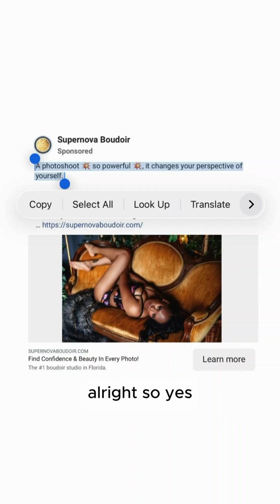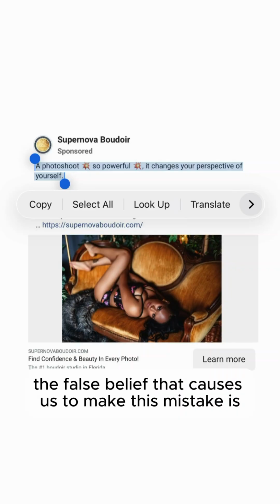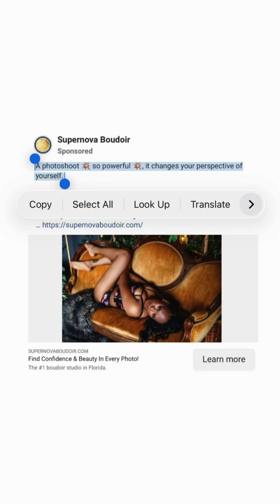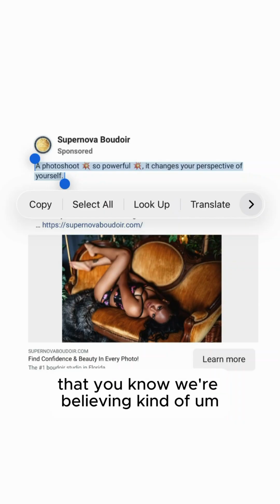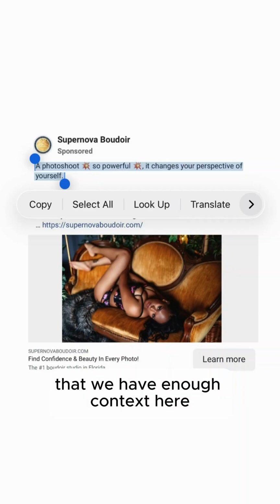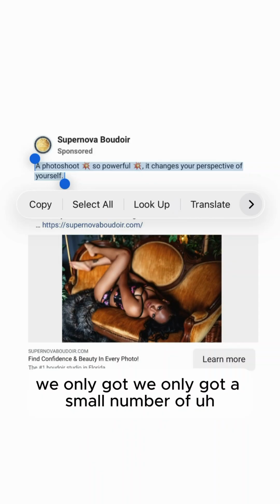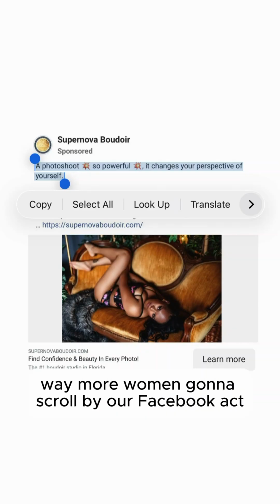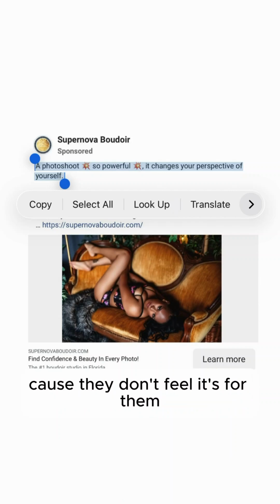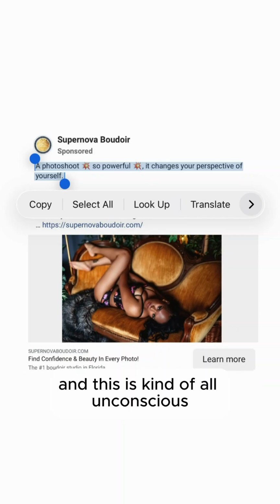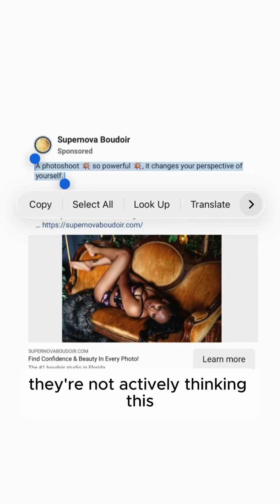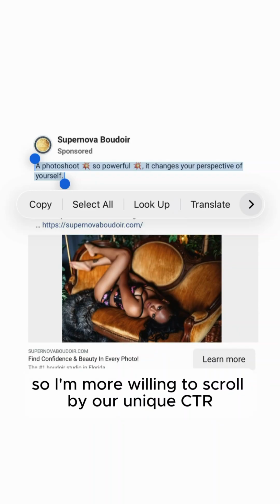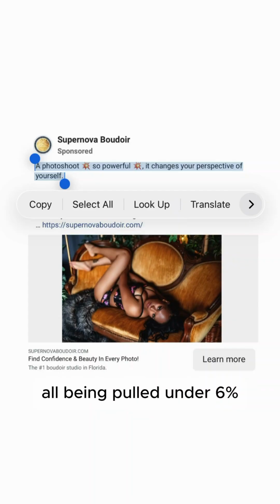All right, so yes, the lack of context mistake. The false belief that caused us to make this mistake is that we believe we have enough context here, but it's not. We only got a small number of context points. The consequence of this is way more women are going to scroll by our Facebook ad because they don't feel it's for them, and this is all unconscious. They're not actively thinking this. So more women scrolling by, our unique CTR being pulled under 6%, wasting our money.